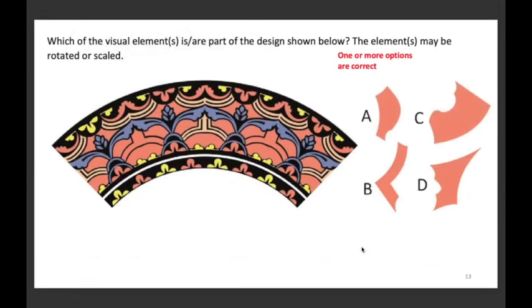Which of the visual elements is or are a part of the design shown below? The elements may be rotated or scaled. Scaling and rotation is allowed. You have to identify which of these visual elements are a part of the graphic. One or more options are correct here.